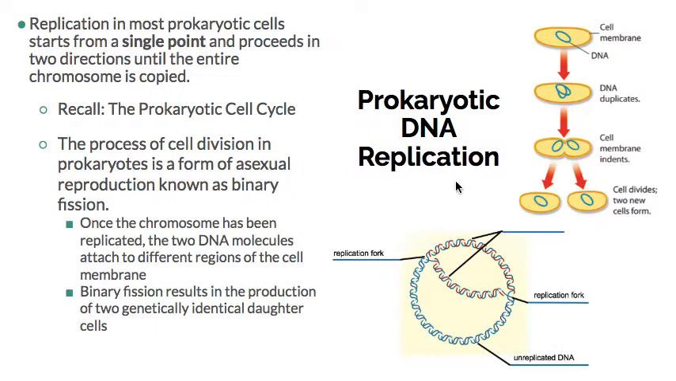Now, prokaryotic replication is a little bit different. Because the prokaryotic DNA is packaged in a single circular chromosome, replication usually starts from a single point and proceeds in both directions until the entire chromosome is copied. If you remember the cell cycle for prokaryotes from last lesson, cell division is a process called binary fission. It was asexual. Here's a good overview: you have your circular DNA, it duplicates, the cell membrane indents, and at the end the cell divides and two new identical daughter cells form.